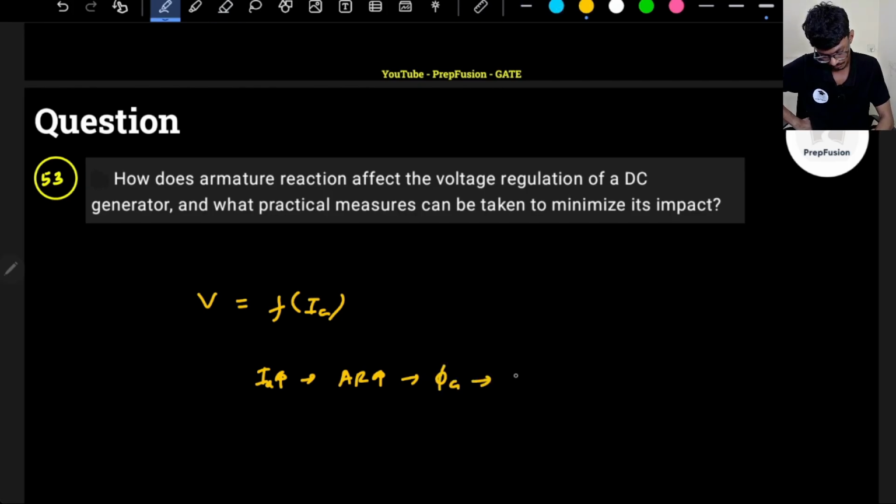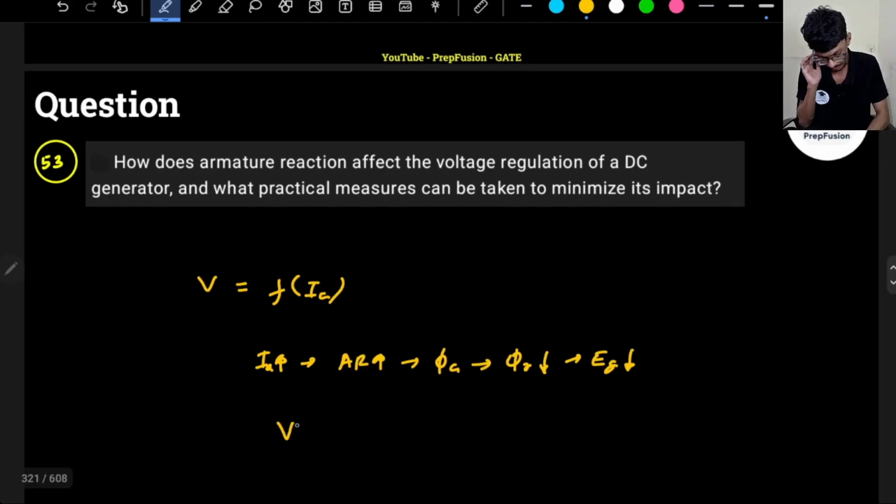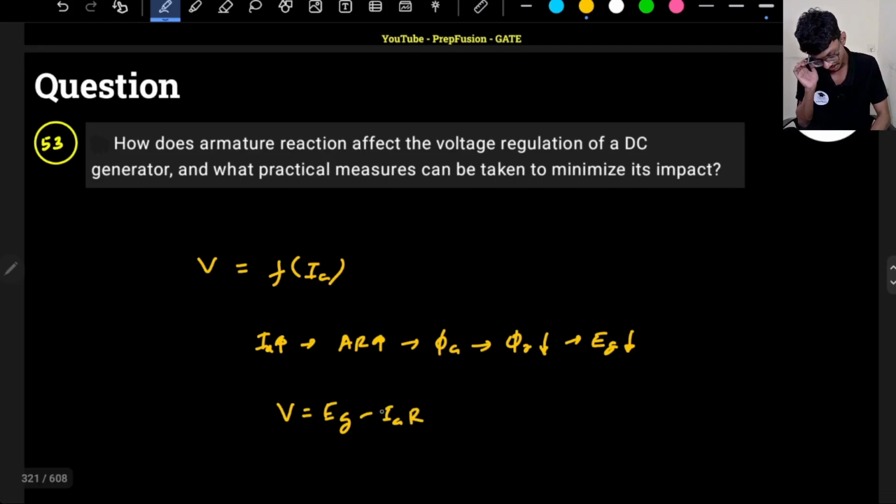My generated voltage will decrease, because my main field flux, the resultant flux, will reduce, so my EG will reduce. I know my V equals EG minus IRA. So if my IA is increasing, anyways my V is reducing. Further, it will reduce due to the reduction in EG, due to the armature reaction.